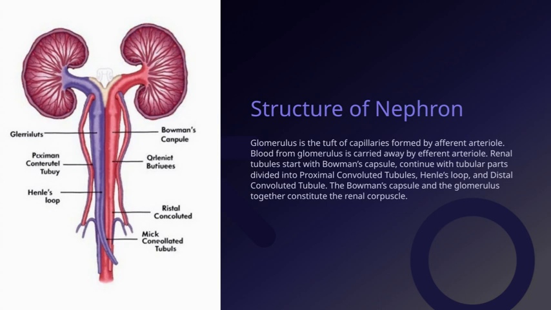This is the initial site of blood filtration in the nephron, setting the stage for the complex process of urine formation. Understanding this structural organization helps us see how each part of the nephron contributes to maintaining the body's fluid and electrolyte balance, which is central to kidney function and overall homeostasis.